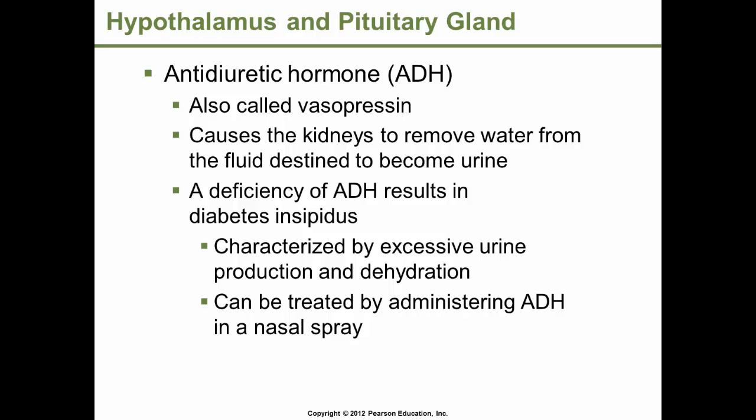Deficiency of antidiuretic hormone results in diabetes insipidus. Diabetes insipidus is characterized by excessive urine production and dehydration, so it's loss of too much water. It can be treated by administering antidiuretic hormone in a nasal spray. The main function of antidiuretic hormone is to conserve water by decreasing urine output.